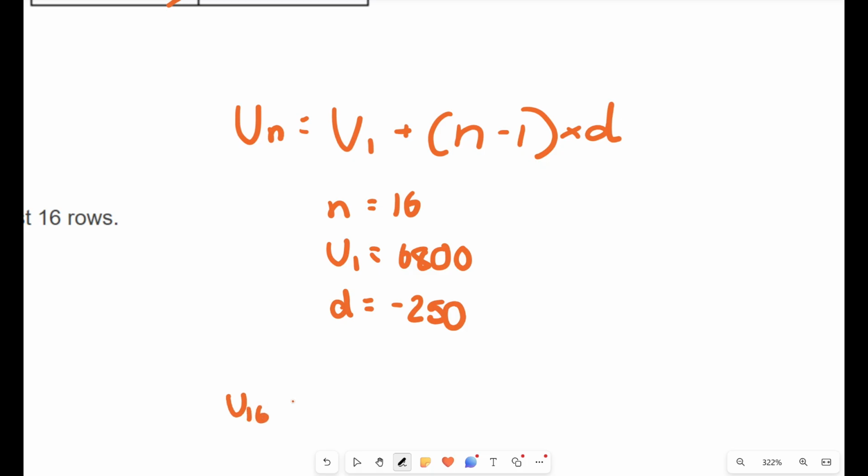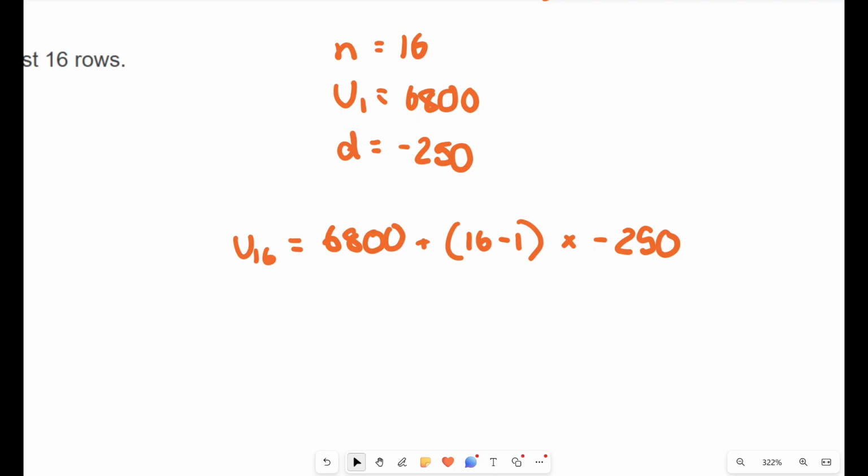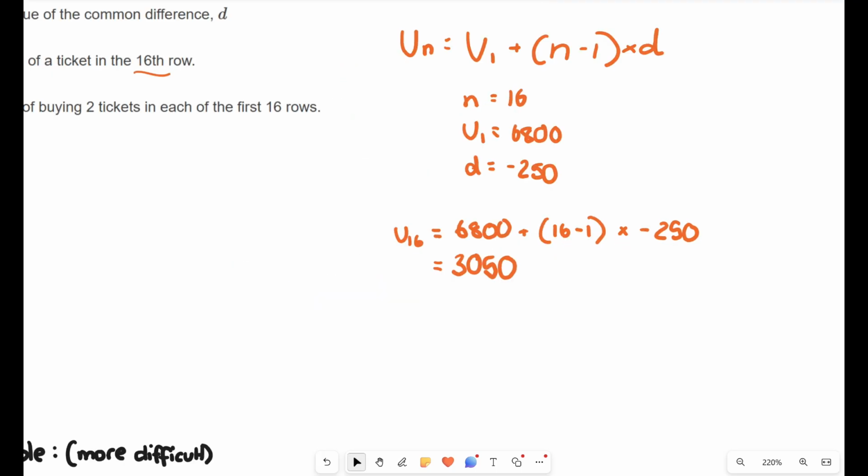So u16 would be equal to 6,800 plus (16 minus 1) multiplied by negative 250. I've inputted that exactly as it is written here into my calculator, and I got the answer 3,050. Which means that the price of a ticket in the 16th row would be 3,050 yen.